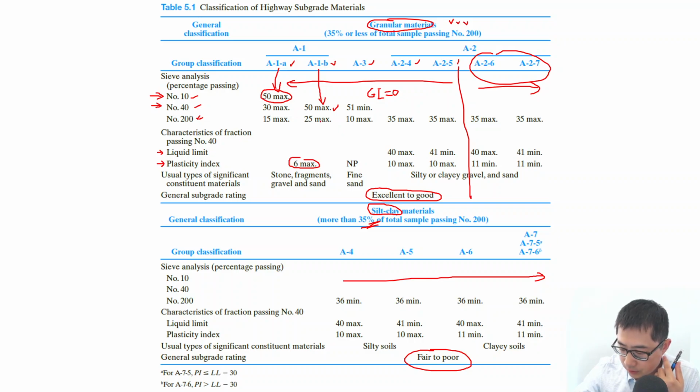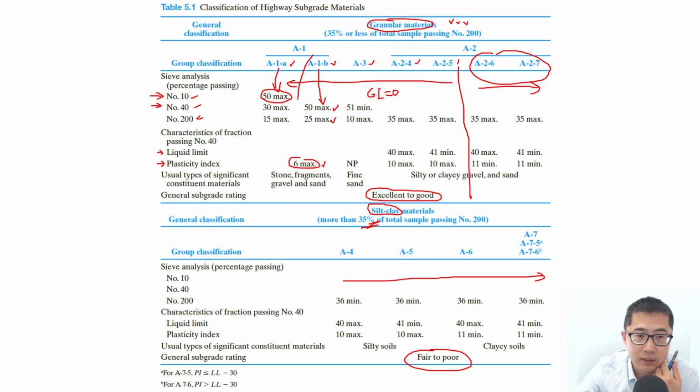And how about number 200? Oh, 25 max. Well, we have 20. So we check this box as well. What about the liquid limit? Well, there's no requirement for A-1-b, and the PI needs to be less than 6. So we have 5. So we're good over here.